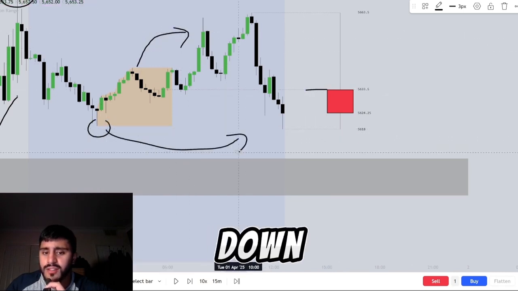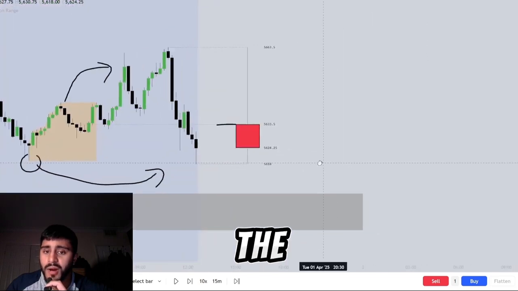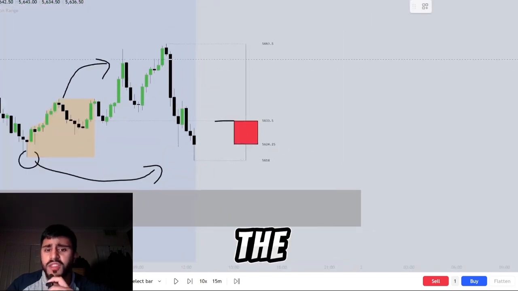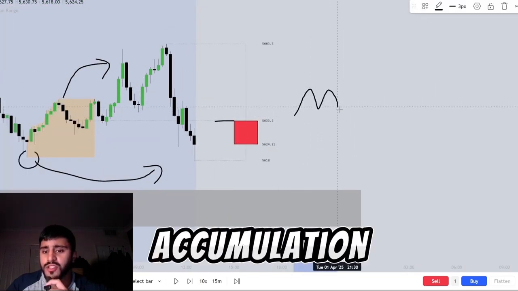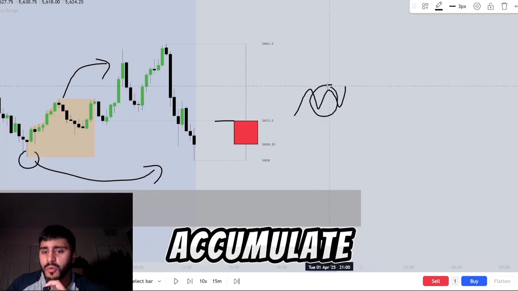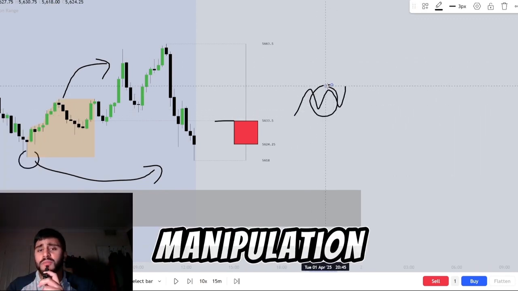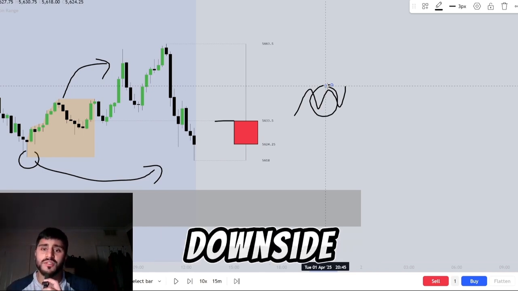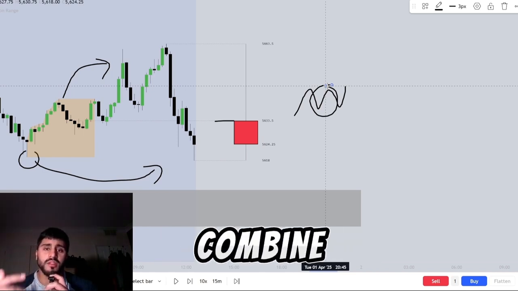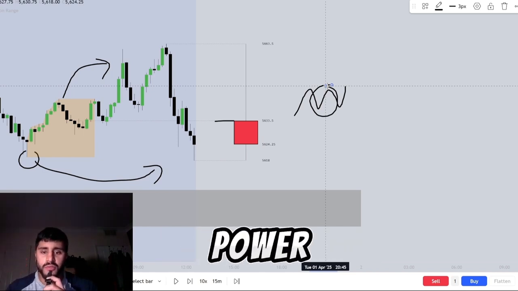So let's break this down in terms of a two-phase manipulation with the power of 3. So the way the markets work typically is we're going to have an accumulation. The markets will accumulate liquidity. Now, if price wants to move to the upside, we will have a manipulation of the upside and then the downside. These are my favorite setups if you combine them with key levels and the power of 3.